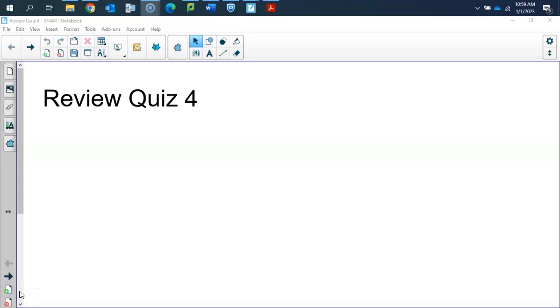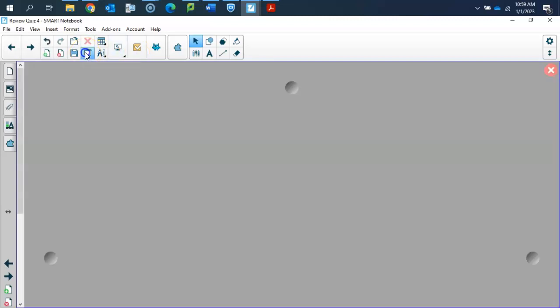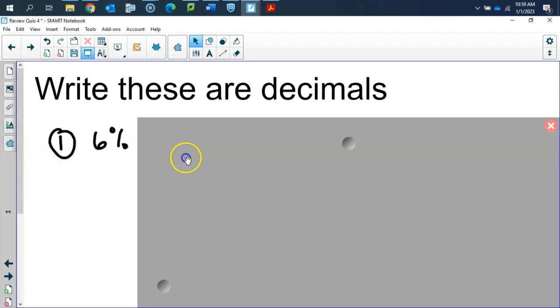All right, guys, this is the review for quiz 4. You want to have a piece of paper and pencil to do this on. All right, I want you to write these as decimals. I'm going to cover these up so nobody's in the wrong spot. Do number 1, go.